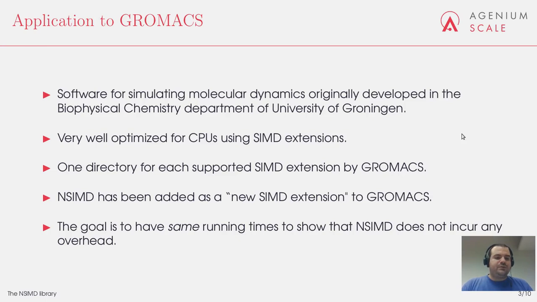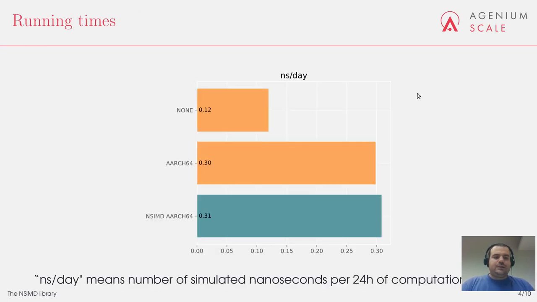So what we have done is add a new SIMD backend to GROMACS, which is nothing else than NSIMD. Our goal is not to have better running times because GROMACS is very well optimized. Our goal is to have similar running times to show that NSIMD doesn't incur any overhead on the execution time of GROMACS. And so the execution time of GROMACS is summed up in the following graph.